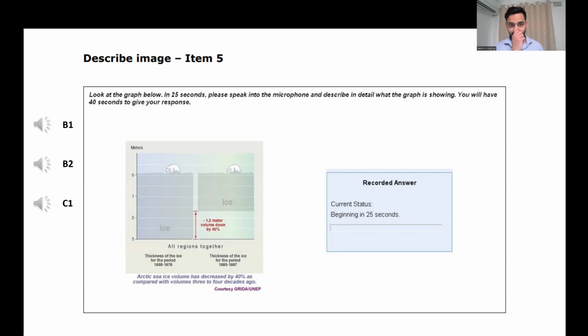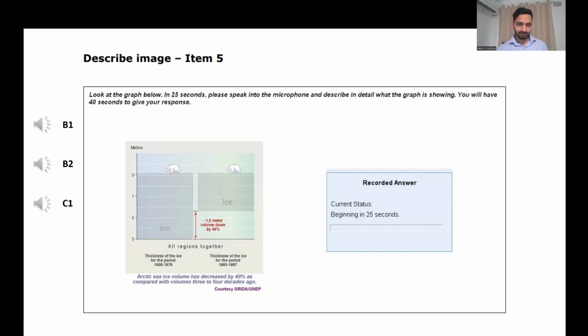Cool. All right. So yeah, it's quite complicated. So he's got a lot of information. He talked about how it's gone down by 40%. He talks about what was the thickness from 1958 to 1976, and then what is the thickness of 1993 to 1997. It's gone down by 1.3. I think it's good coverage of the points that we have here.